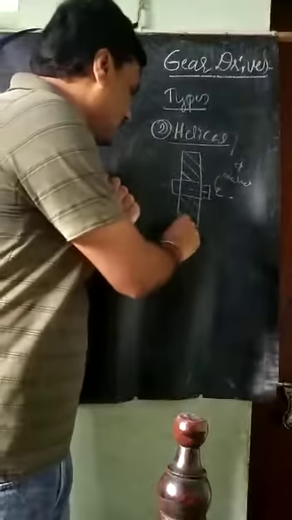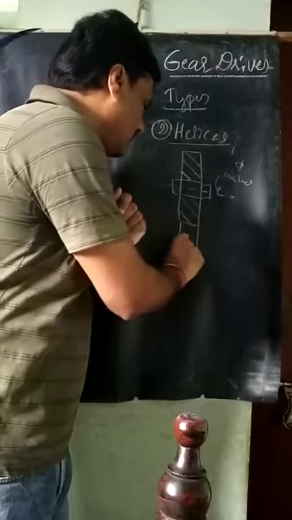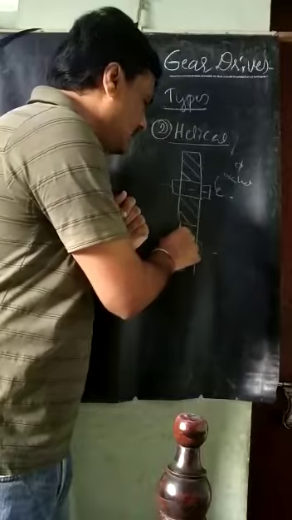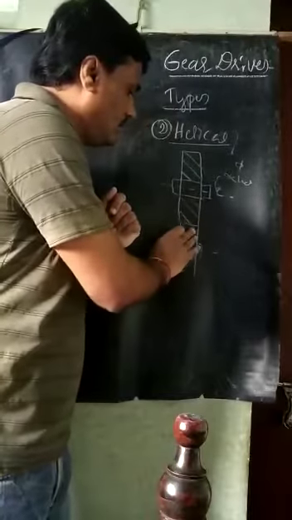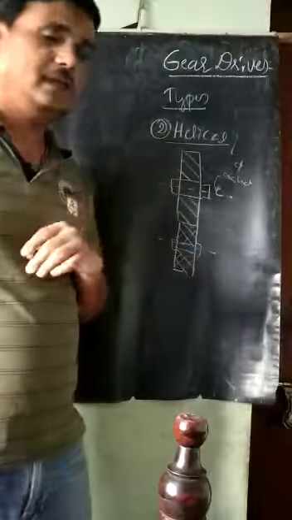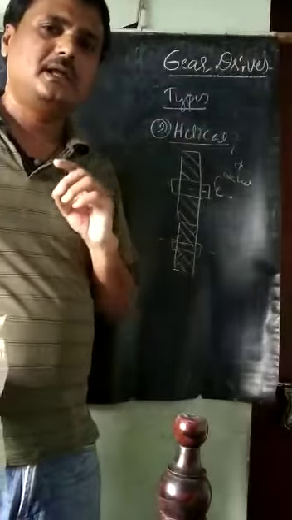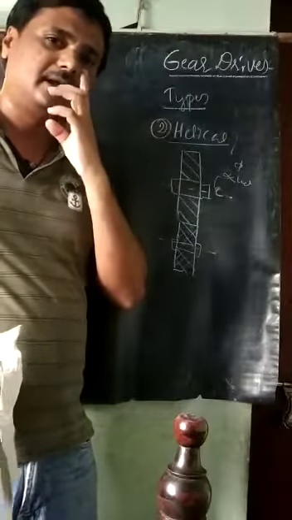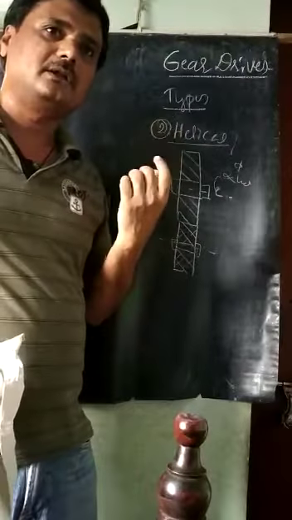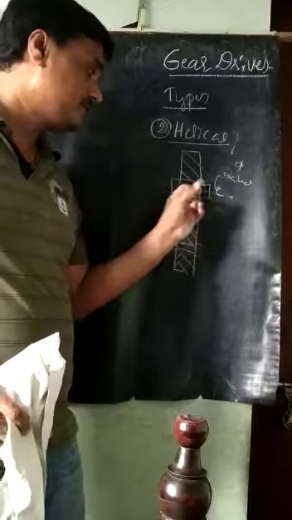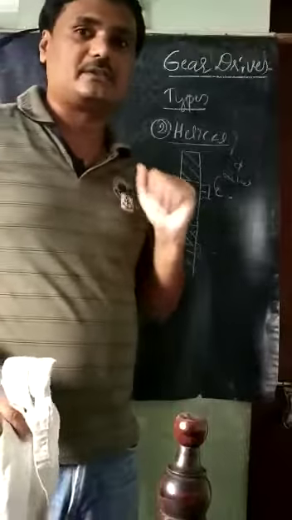Another gear is engaged for the follower, and this is the axis of the follower. These are called helical gears. The difference between spur gear and helical gear is the slanted teeth in the helical gear and the straight teeth in the spur gear. But the axes of both shafts are parallel to each other.